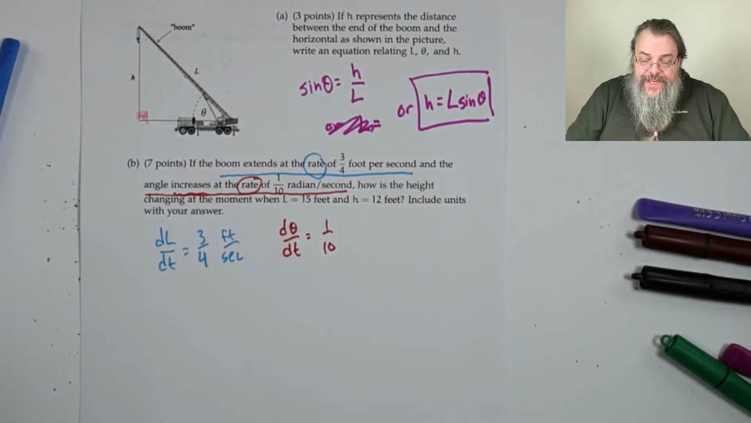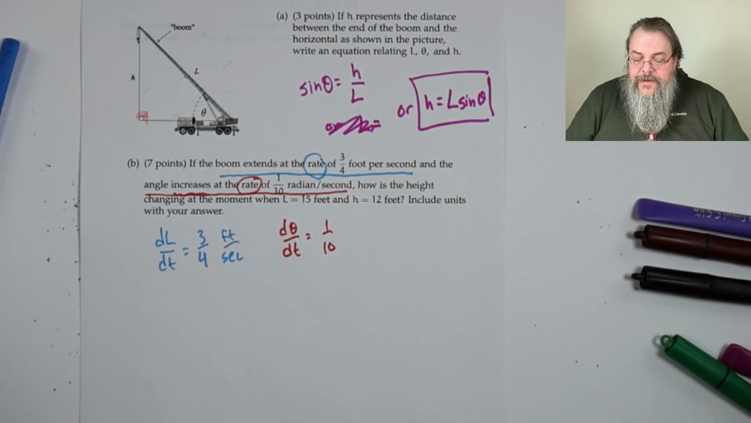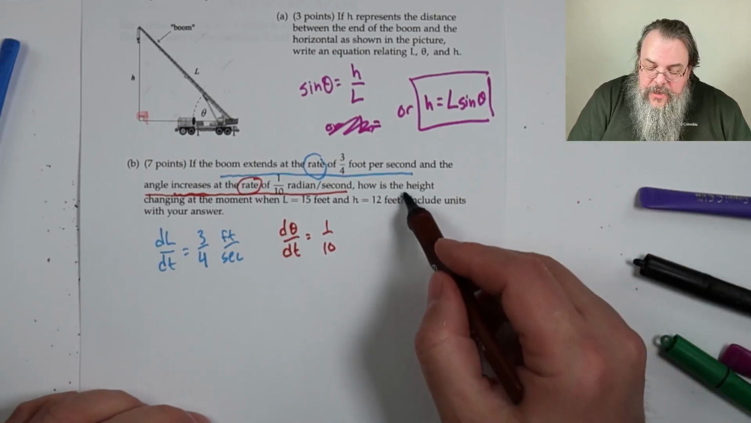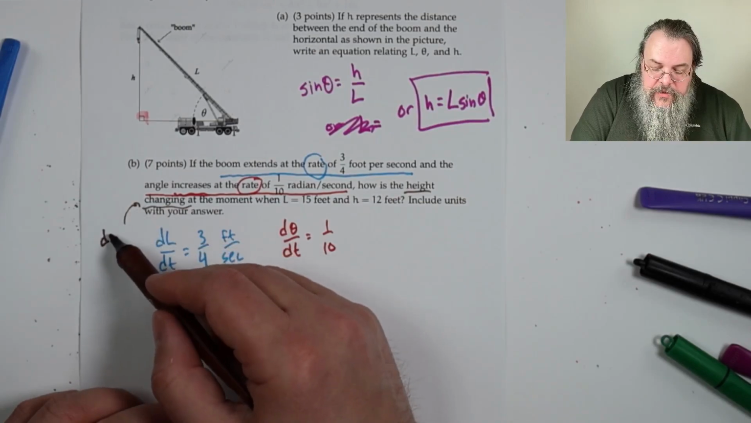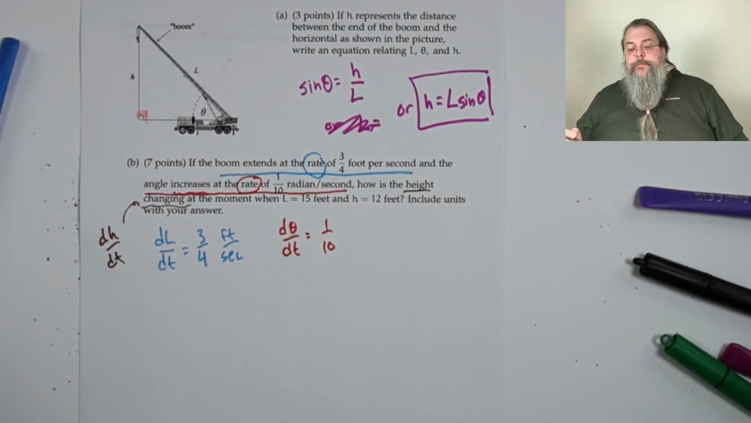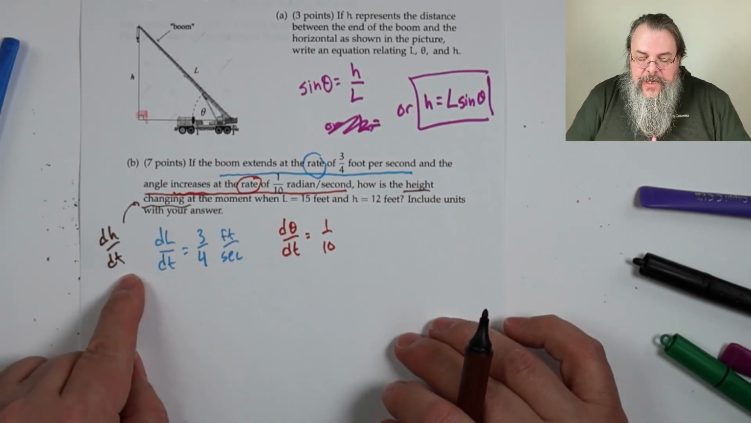Pay attention, pay attention. Now the question, how is the height changing? Okay. How is the height changing? Well, changing, that says derivative. So we want dh dt. Okay, so here we go. We're after dh dt, and we have information.